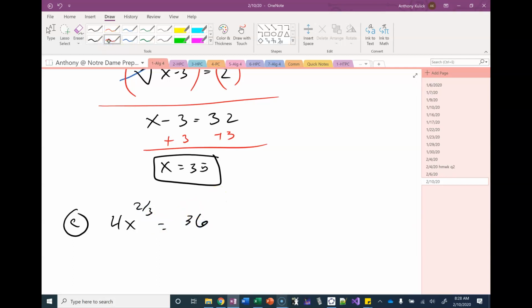So let's say we have 4x to the 2/3 equals 36. What should I do first on this one? Again, we're trying to get x by itself because we're solving. I would do something before I worried about the exponent. Dan? Divide both sides by 4, right?